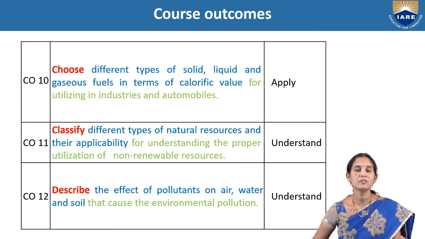CO12: describe the effect of pollutants in air, water and soil that cause environmental pollution. So students understood here about the pollutants. What are the pollutants causing air pollution, pollutants causing water pollution and pollutants causing soil pollution. So that is leading to polluting the environment. So we have given here Bloom's taxonomy, understand.